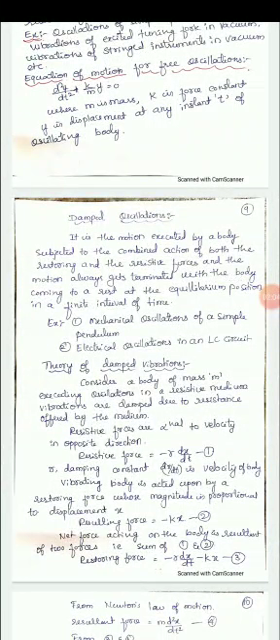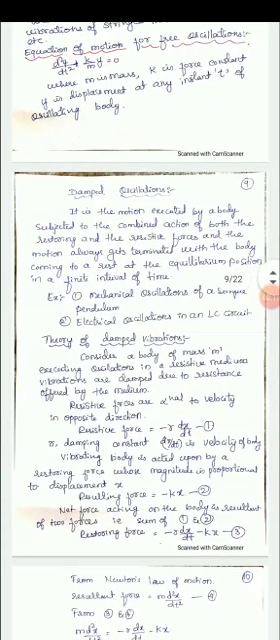So next you people have to learn about the theory of damped vibration. For that you have to consider here a body of mass m that is executing oscillation in a resistive medium. So vibrations are damped due to the resistive force offered by the medium. Resistive forces are proportional to the velocity, in the opposite direction. So consider now the resistive force is equal to minus r dx divided by dt.